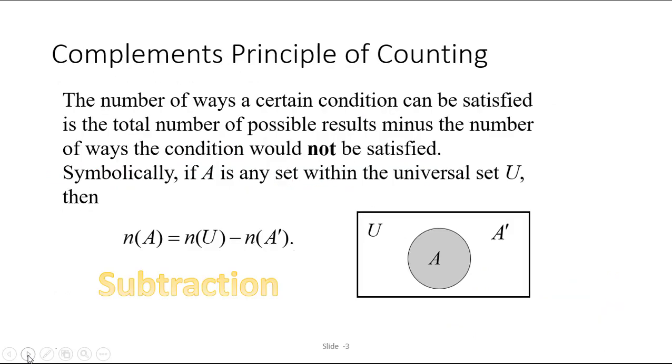Now let's consider a different situation. The number of ways a certain condition can be satisfied is the total number of possible results minus the number of ways that the condition would not be satisfied. This is called the complements principle of counting. The complements principle of counting uses subtraction.